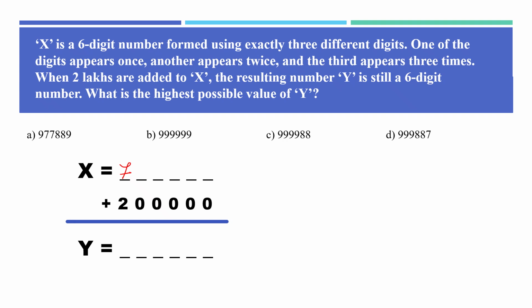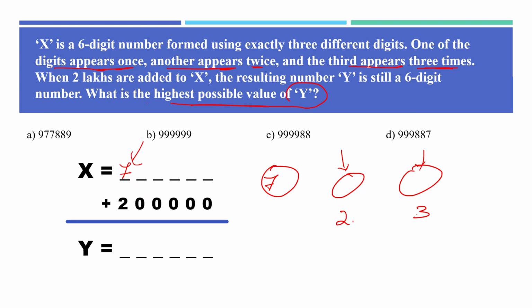Great. And the next concept is that there are 3 numbers. So one of the numbers is 7, and I need 2 more numbers where one of them can be repeated twice and the other one can be repeated thrice. So as you see here, one digit appears once, another appears twice, and the third appears 3 times. And what they have asked for is the highest possible value of Y. If Y has to be the highest value, obviously it's going to be 9, 9, 9, 9, 9, 9, the possible highest 6-digit value.